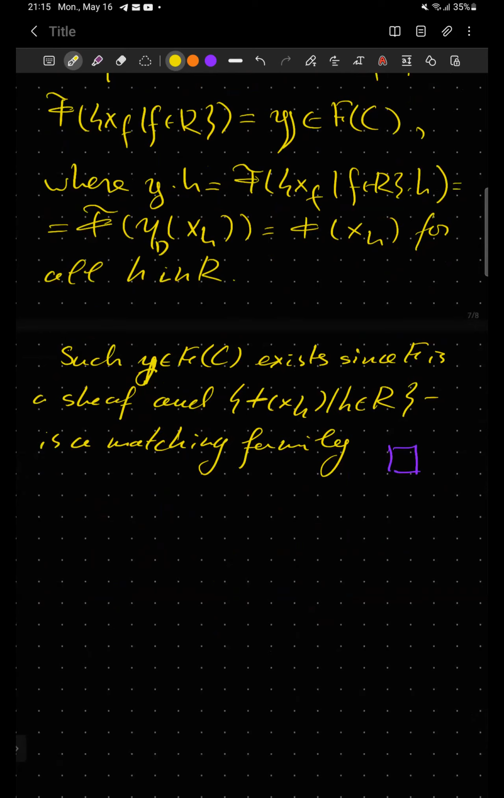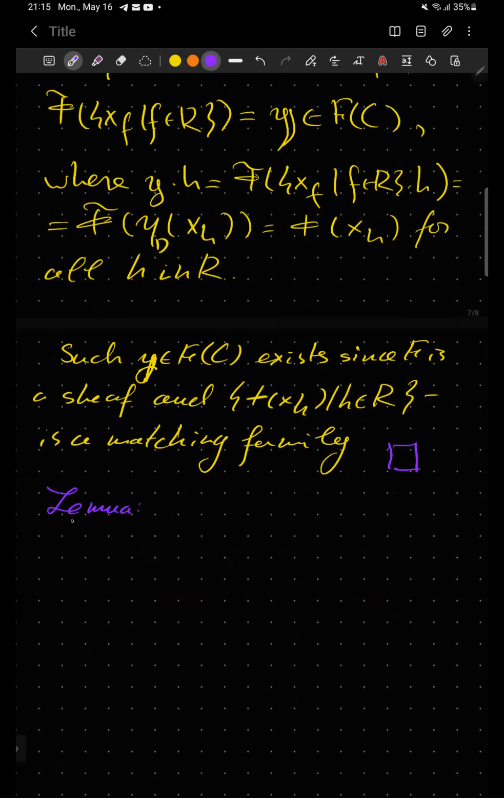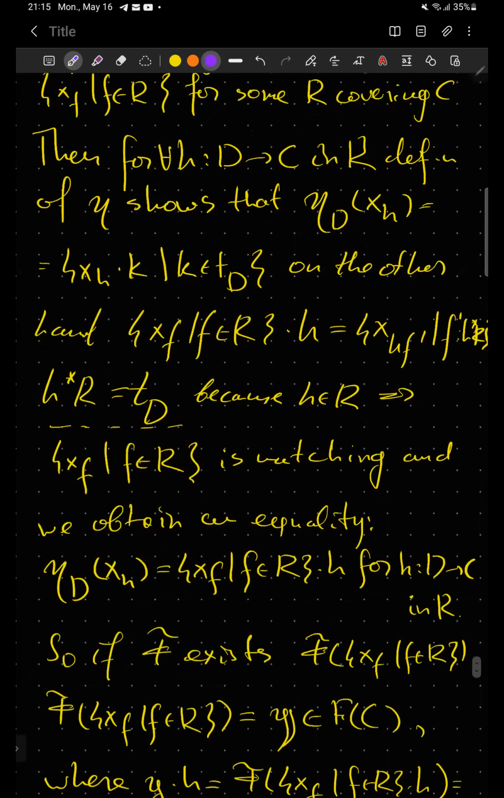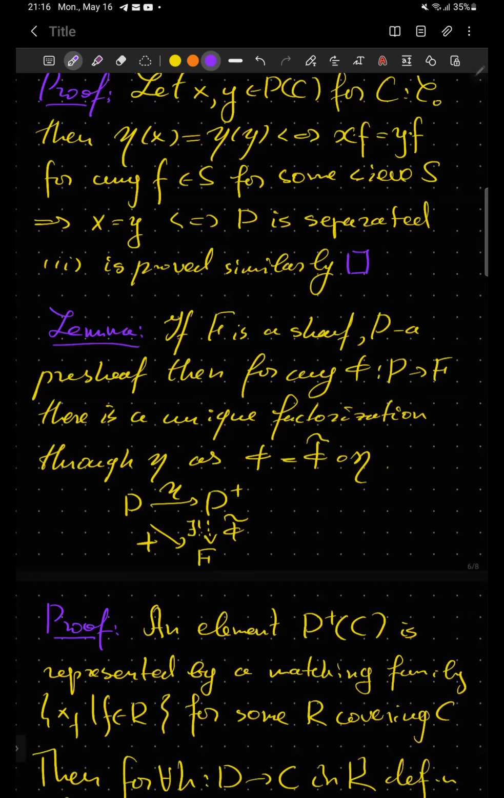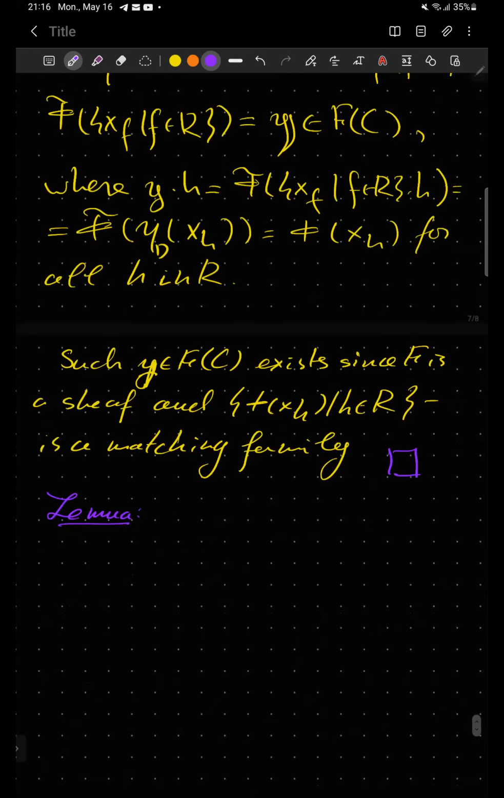Now let's move on to the next lemma. This proof was a bit technical, so you may just remember the formulation of this lemma, that this P plus is a universal construction which gives us the map to a sheaf from a map from a pre-sheaf to a sheaf. Okay, another technical lemma. For any pre-sheaf P, the pre-sheaf P plus is separated.